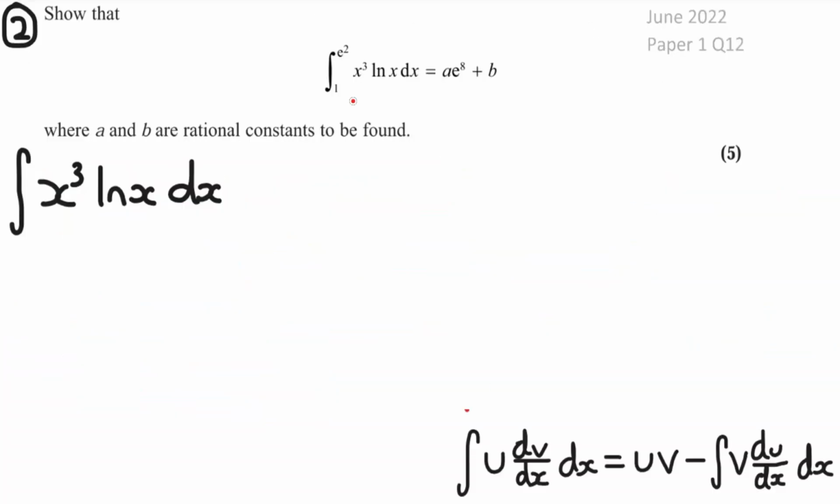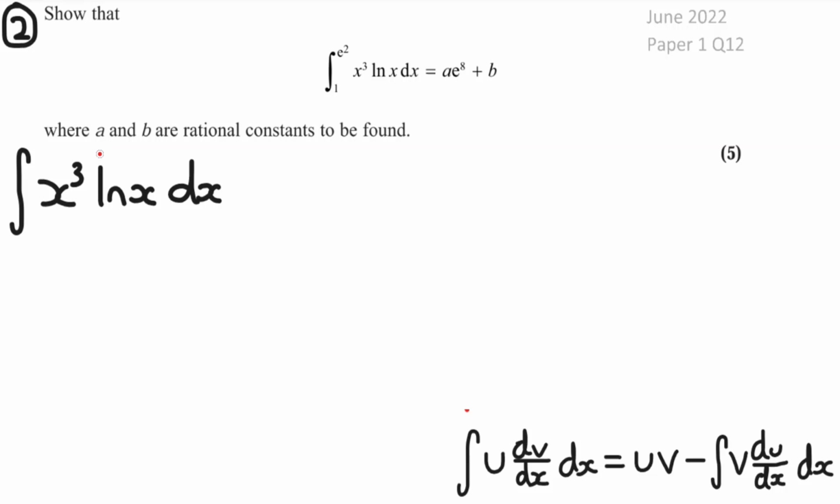Okay, and then for question 2, we need to show that the integral between 1 and e to the power of 2 of x cubed multiplied by the natural log of x is equal to ae to the power of 8 plus b. And we essentially need to find what a and b are. Okay, so as I talked about before with definite integrals, we don't need to worry about these limits at the start. We're going to sub these in at the end. What we first need to focus on is integrating this x to the power of 3 natural log of x.